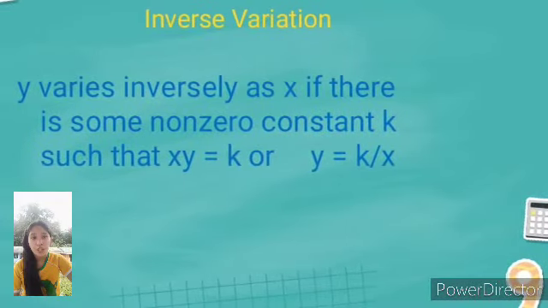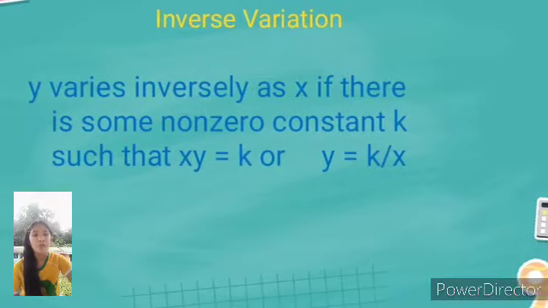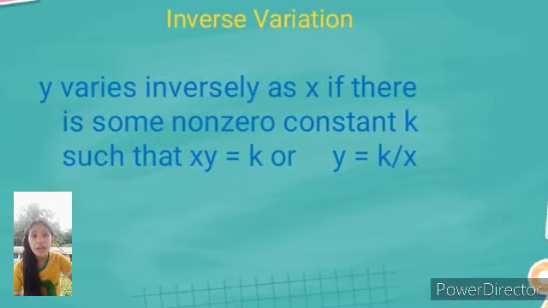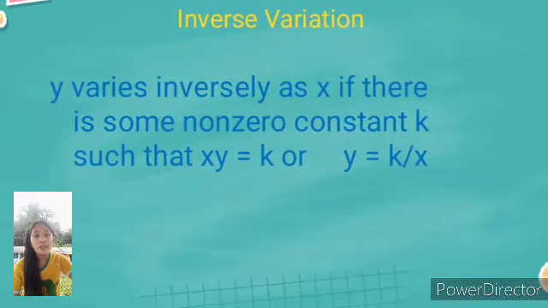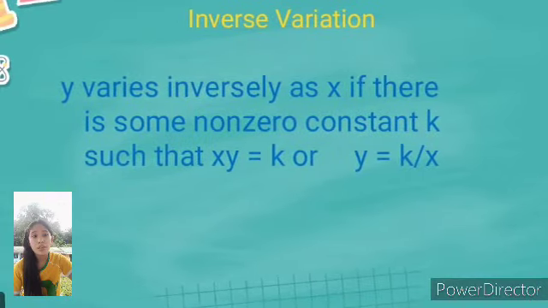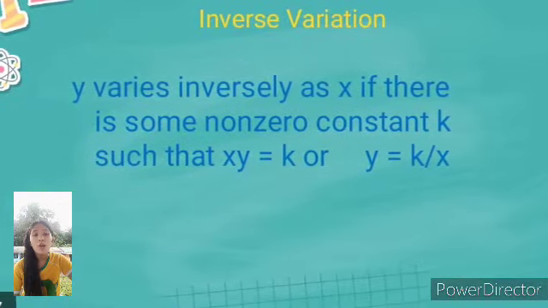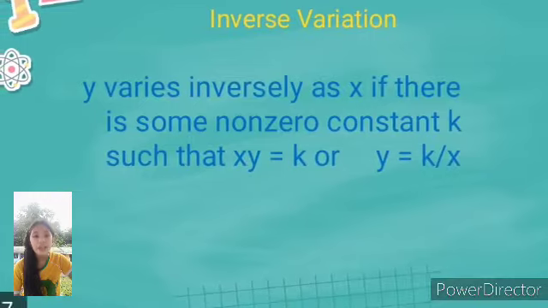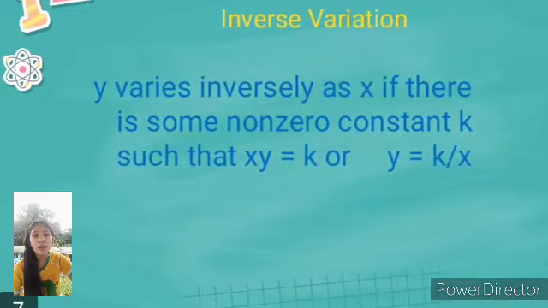Inverse variation, another type of variation. Y varies inversely as x if there is some non-zero constant k such that xy equals k, or y equals k over x.